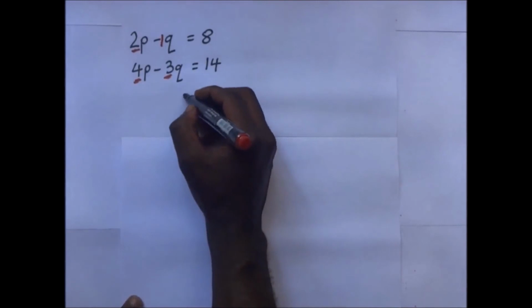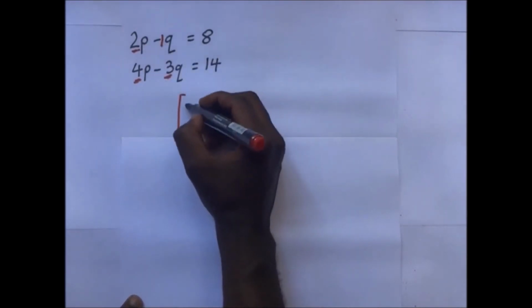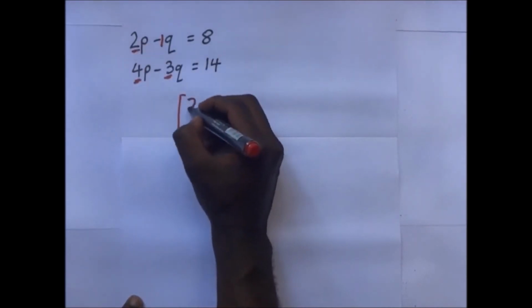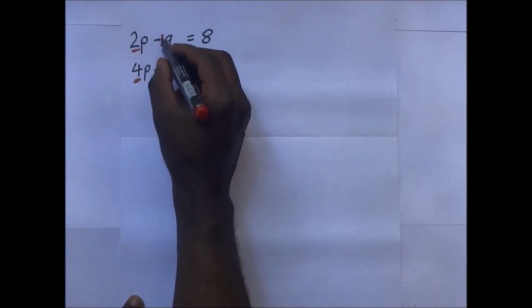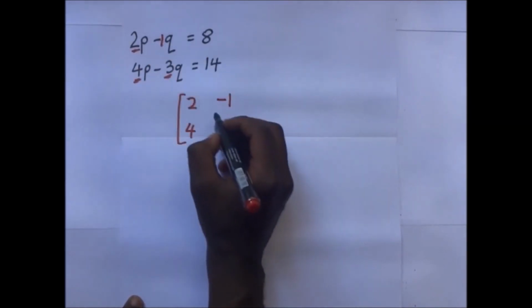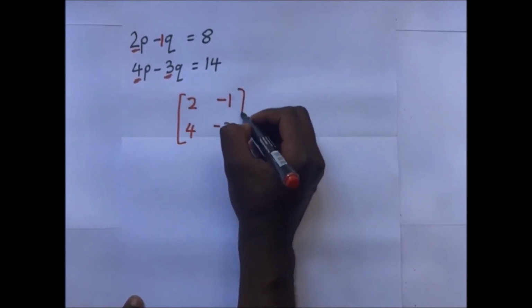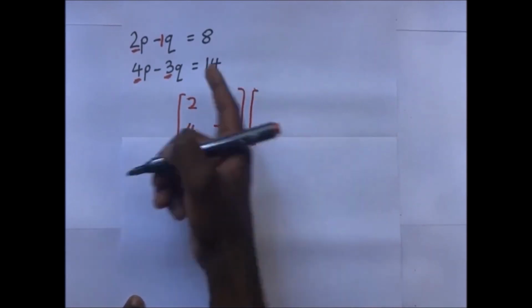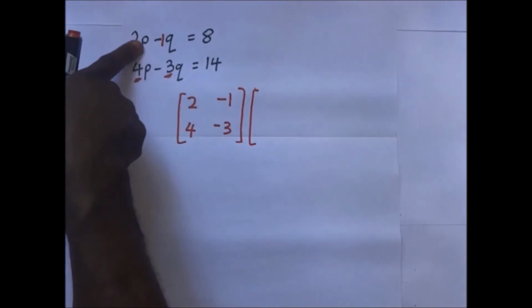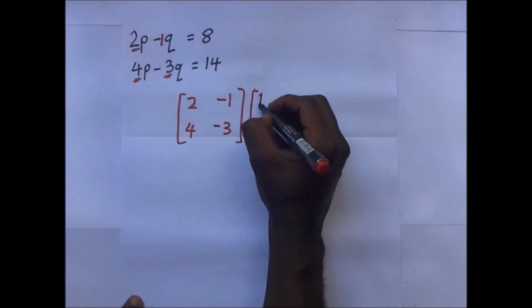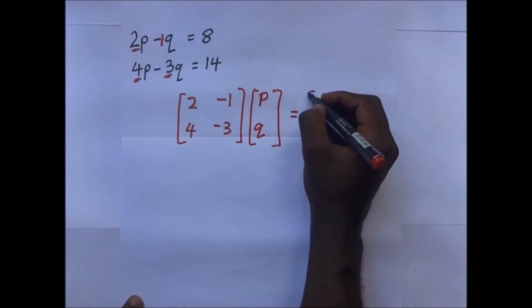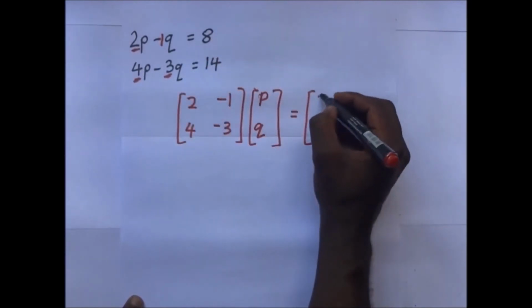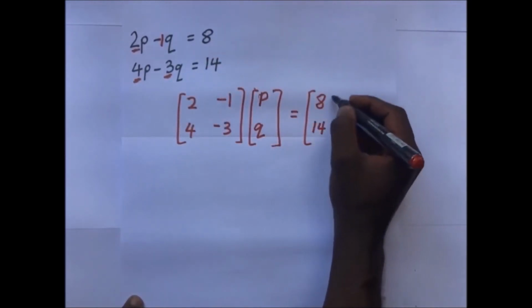So it means that our matrix here is going to be 2, then that is 4, then this is negative 1, then this is negative 3. Multiply that by the order of the unknowns, p coming first, then q. So it's going to be p, q, that is supposed to give us 8, 14.